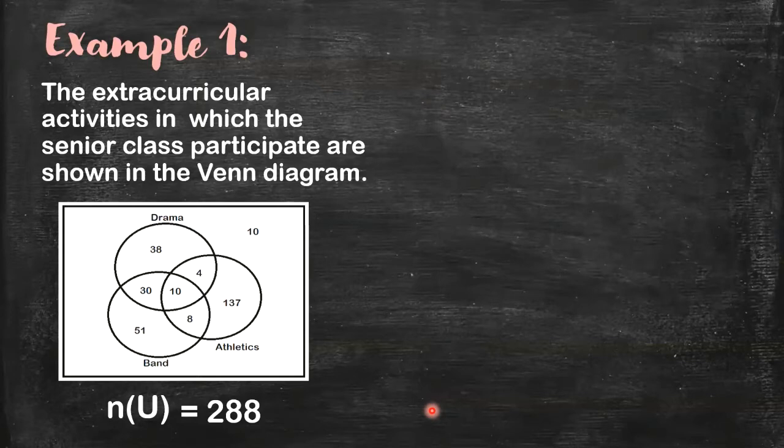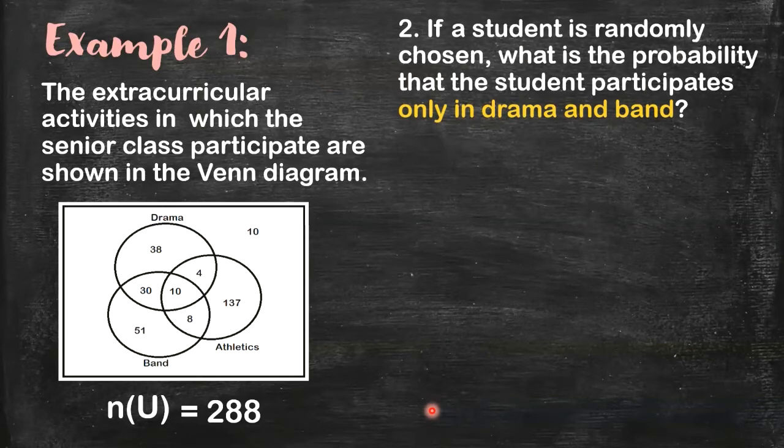Let's have another example here. So, again, a student is randomly chosen, but this time, we are asked to get the probability that the student participates only in drama and band. Can you imagine kung anong itsura ng Venn diagram natin that will represent this problem? Okay? So, kung titingnan natin ito, yung original Venn diagram, okay, where is drama? Ito yon. This is the circle for drama, and then this one is the circle for band. Okay? Pag sinabing drama and band, intersection yon. So, nasan ba yung intersection nila? Ito, yung 30 at saka 10.